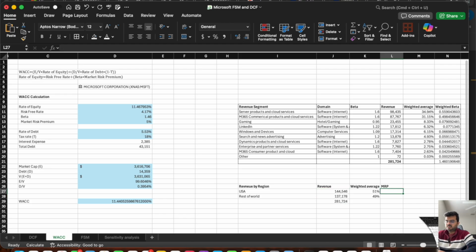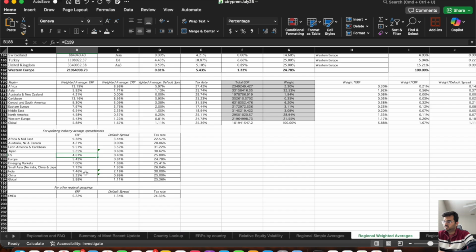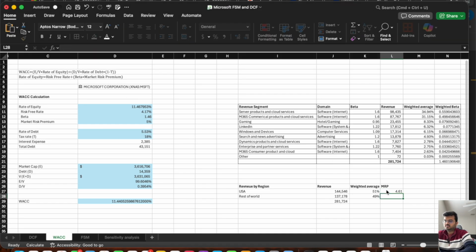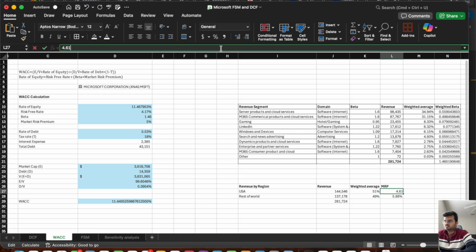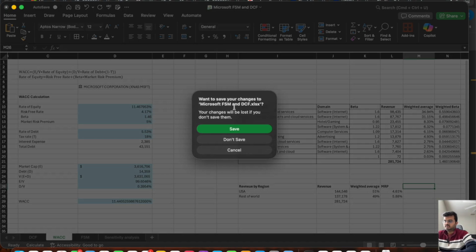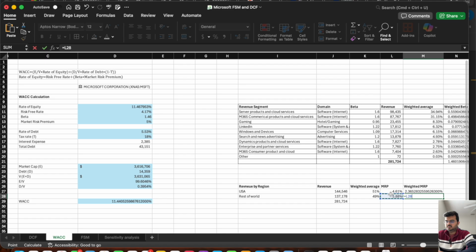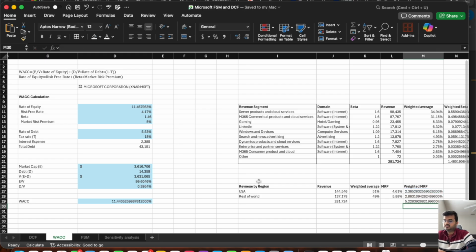Now the MRP for the US is 4.61, the global is, sorry, 5.88. 4.61, 5.88. So now finally I will get the weighted MRP, which is nothing but this number multiplied with this number, and then this number multiplied with this number. By summing up the two, I will get a value which is 5.23.